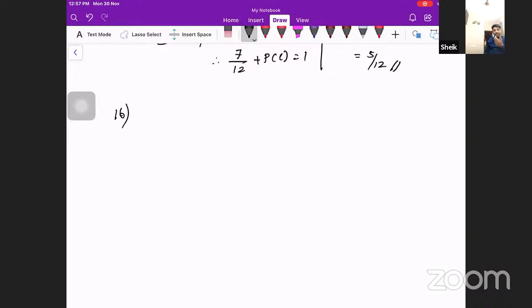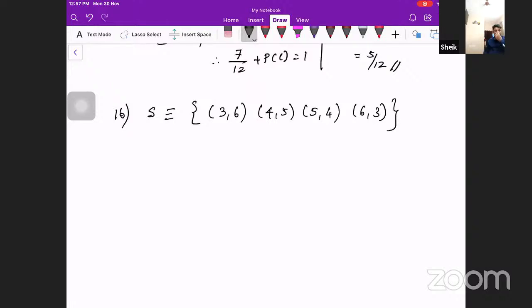Listen here, my dear. A pair of dice is rolled. If the sum of the two dice is 9. Now look at this, my dear. What is the probability of getting 9? Sir, it can be 3, 6, 4, 5, 5, 4, 6, 3. Okay, total 9. These are the possibilities. Now the question is, find the probability that one of the dice shows 3.